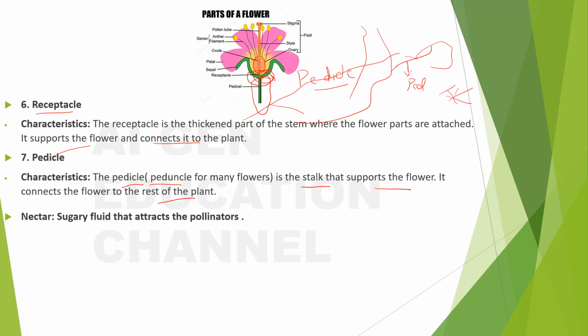Okay, and the other important term about a flower is nectar. Sugary fluid that attracts the pollinators is called nectar. Okay.